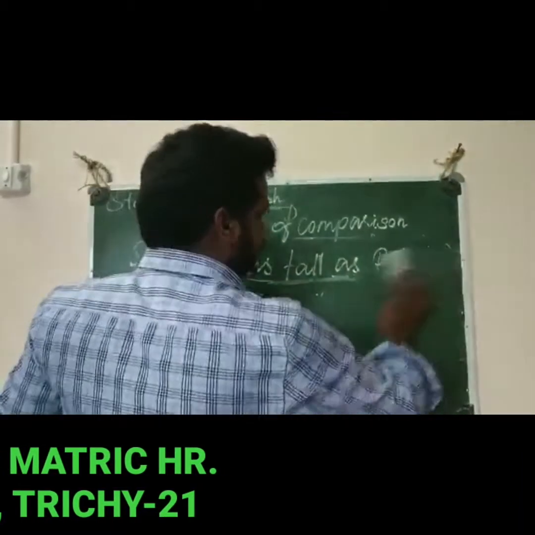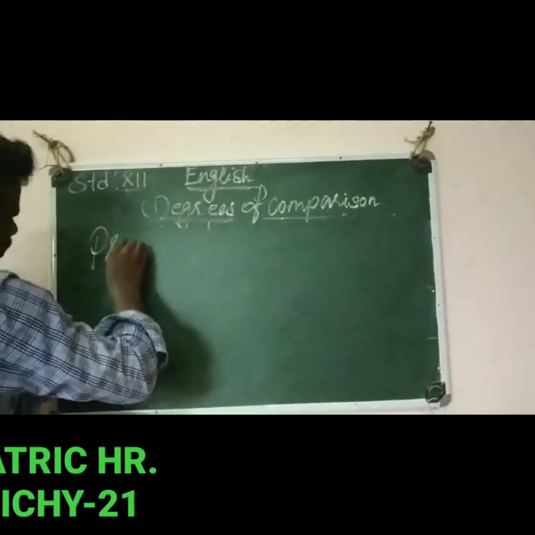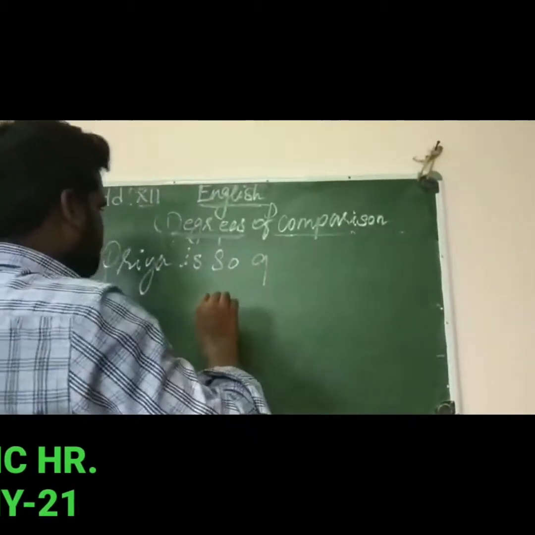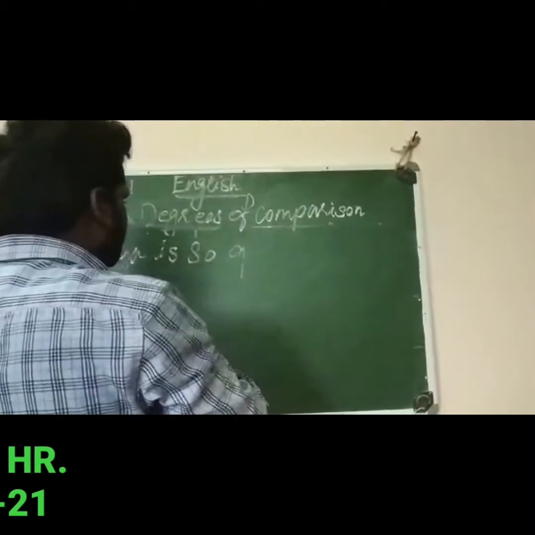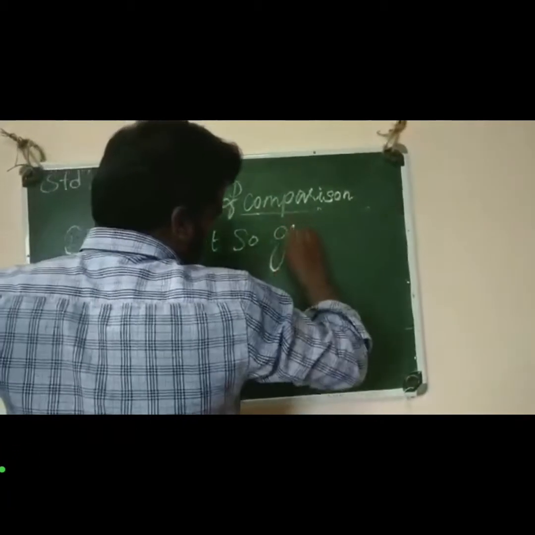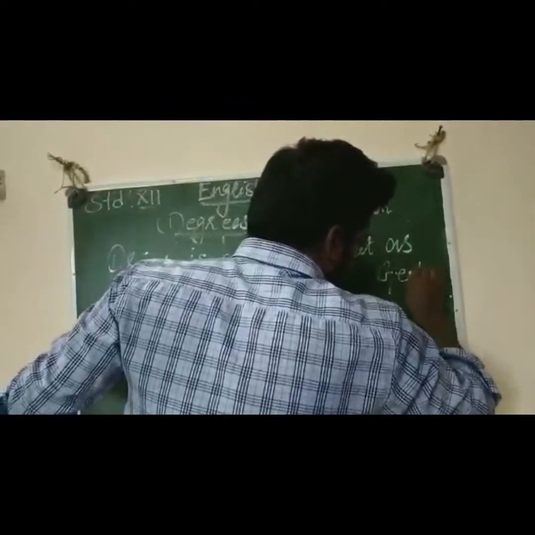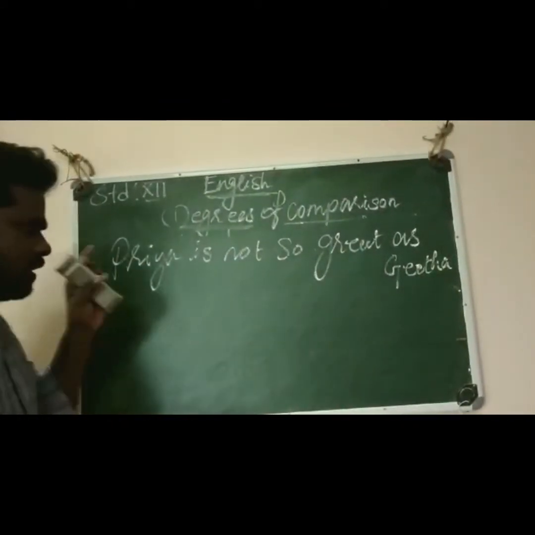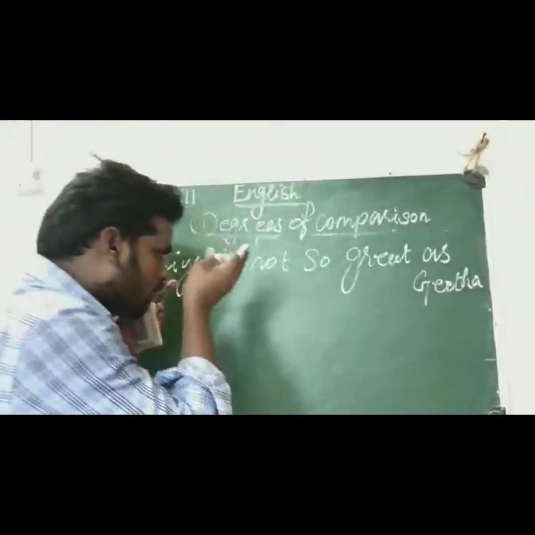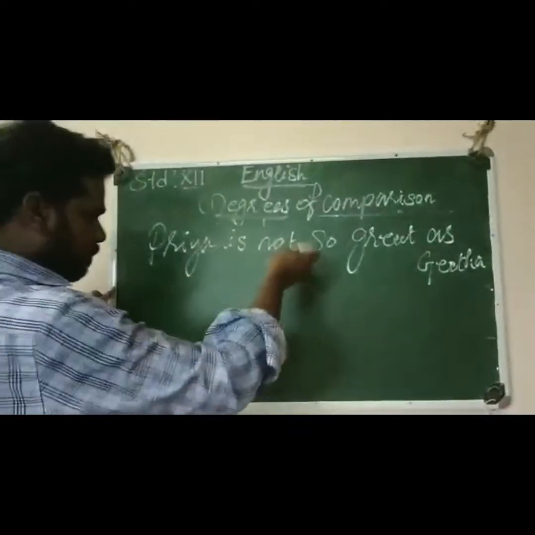Next one, one more example. Priya is not so great as Geeta. We have to identify which type this is, whether it is positive or comparative. Positive. Now we want to change to comparative. As I told you, in the first type there is no superlative. How to change to comparative?